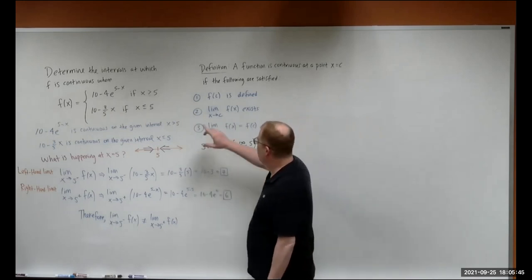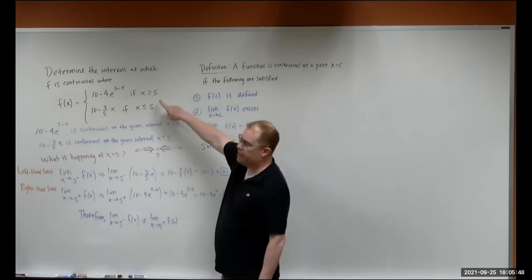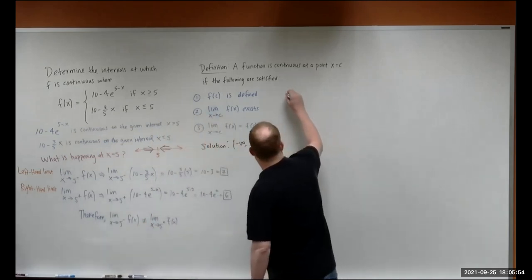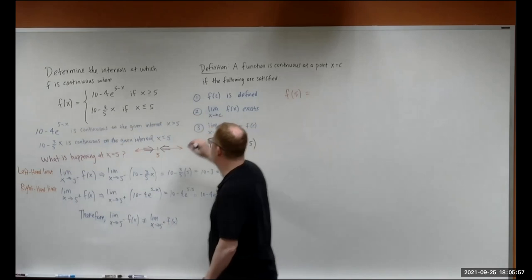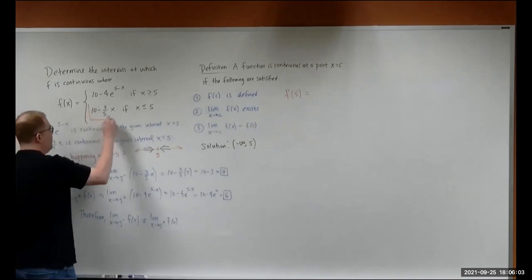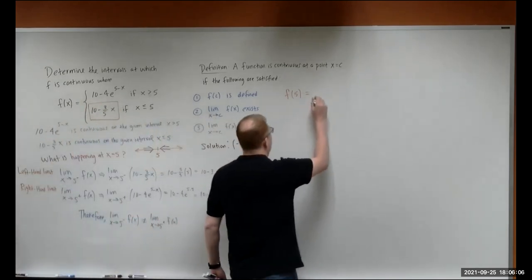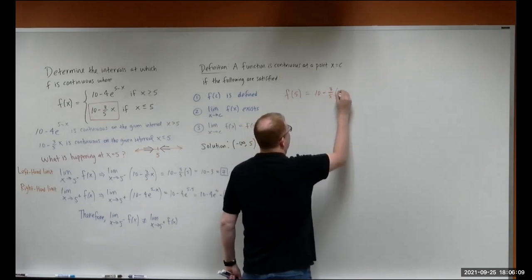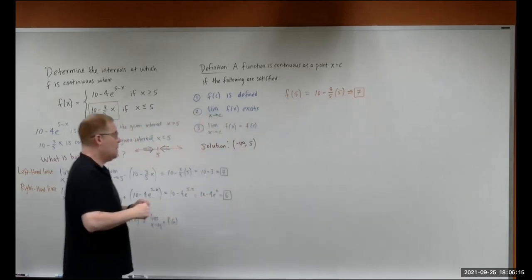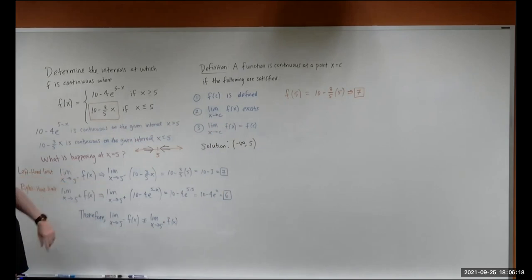So when we plug in, what we have to do is evaluate this function at 5. So let's do that. f of 5 is going to be equal to, well, we know that when x is exactly 5, we have to use this part. So that's going to be 10 minus 3 fifths times 5, which gives us 7. Now, that was the result that we ended up with right here, from this part.